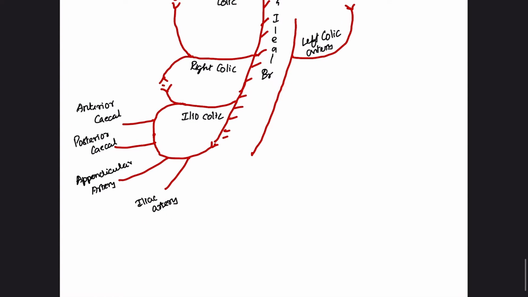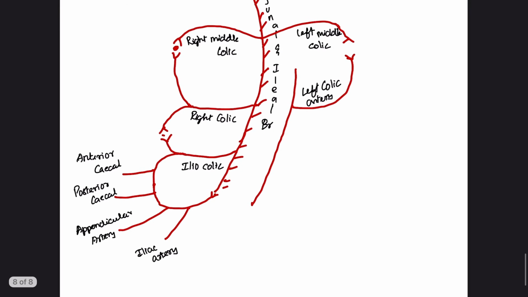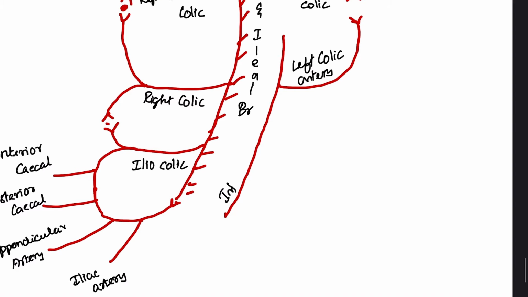This is the inferior mesenteric artery. Wait, let me write it up. Inferior mesenteric artery. The branches of the inferior mesenteric artery are the left colic artery, and it also has 2 to 3 sigmoid branches.